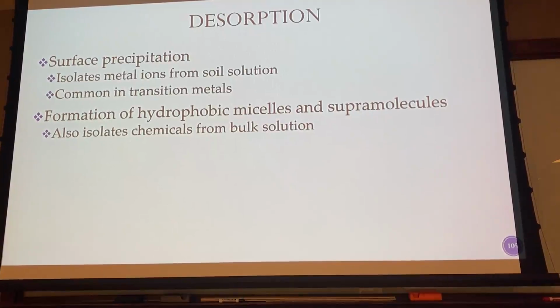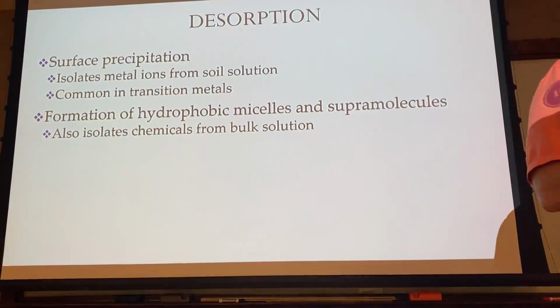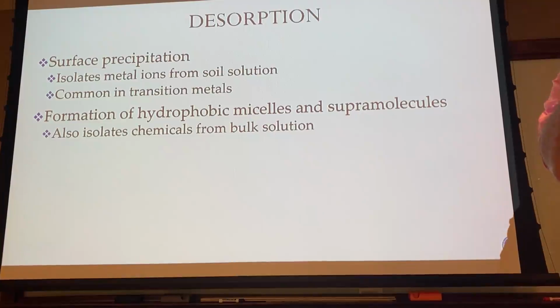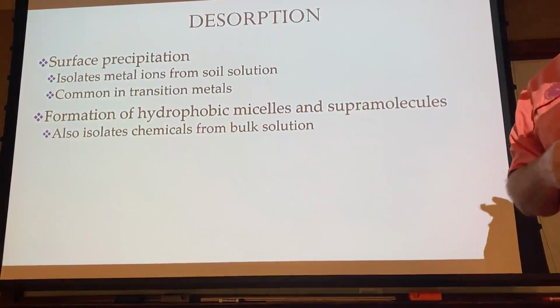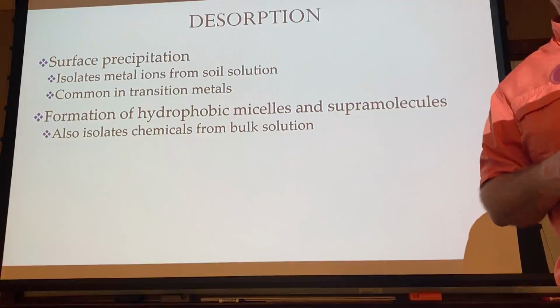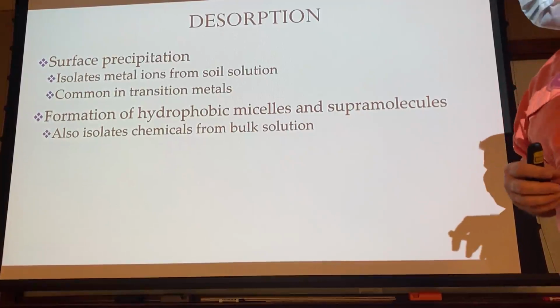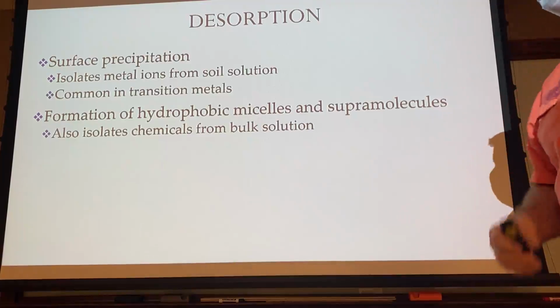We'll also have some surface precipitation, and that will isolate some of those metal ions, aluminum and iron, tin, out of the soil solution, almost as if it will reach out and grab them. And this is kind of in the form of chelation. Chelating just means that it's a claw that holds on to that metal ion and does not allow it to move anymore.